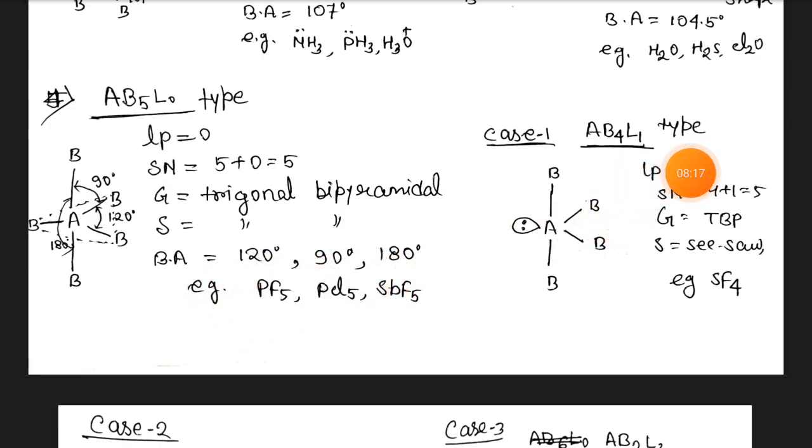Next, AB4L1 type. This is very important for NEET, JAM, etc. So lone pair is equal to 1 here. Steric number 4 plus 1, that is 5. Geometry is trigonal bipyramidal, also the same because that is AB4L1 molecule, but shape is different, that is seesaw structure. Example SF4, it is very important.